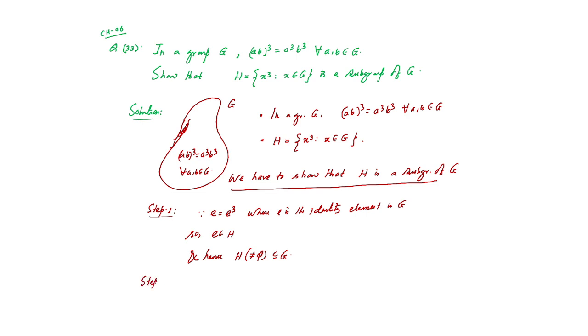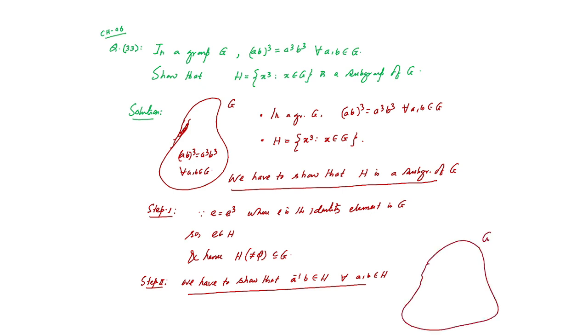Now we come to step 2. We have to show that a inverse b belongs to H for all a, b belongs to H. Okay, we consider this is our G and this is H, and we have seen the identity element must be contained in H, because E can be written in the form of E cube. So now we will take two elements. Let a, b belong to H.